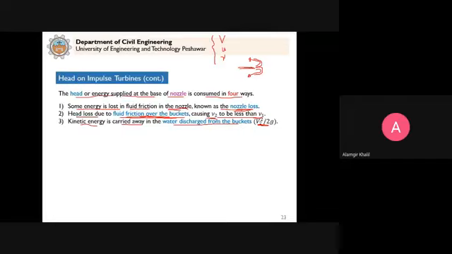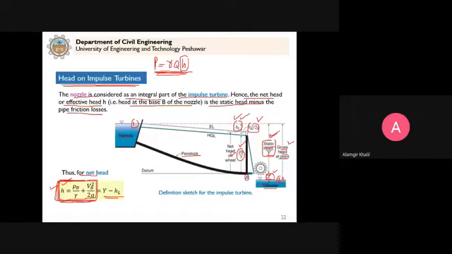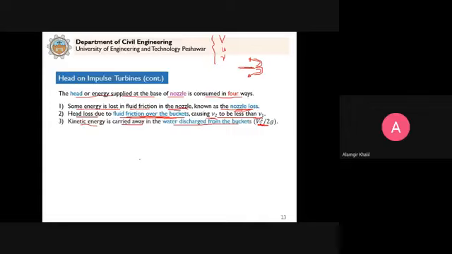So that is considered as a loss. So out of this head, which is the energy available, these 3 are the losses: the nozzle loss, the friction over the buckets loss, and as the water leaves the buckets with small absolute velocity, that is a loss. The remaining will be the head transferred to the runner.